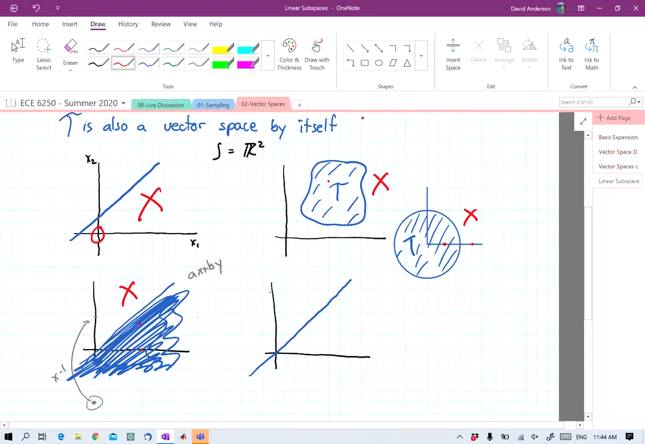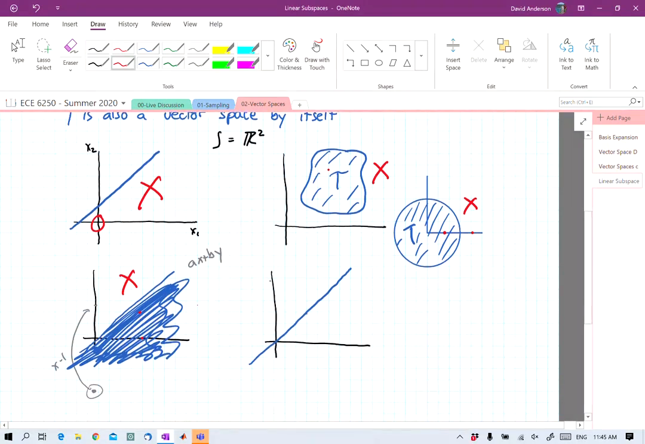Finally, this last one. Well, we have the zero vector in there. Any point along here that we pick, when we multiply it by a scalar, it just stretches it along the same line, up or back, and so that works. If we add 2 vectors on that line, we'll get something else on the line. So, in fact, this is a subspace. So, this one works.